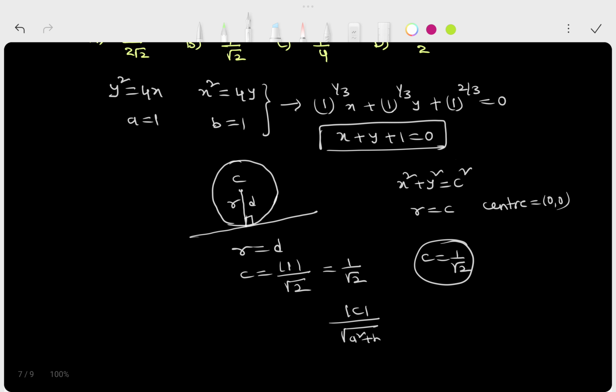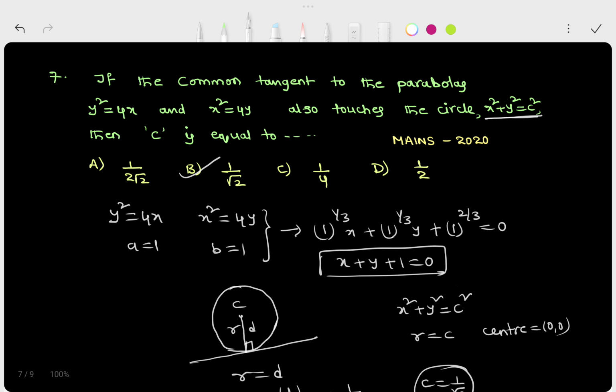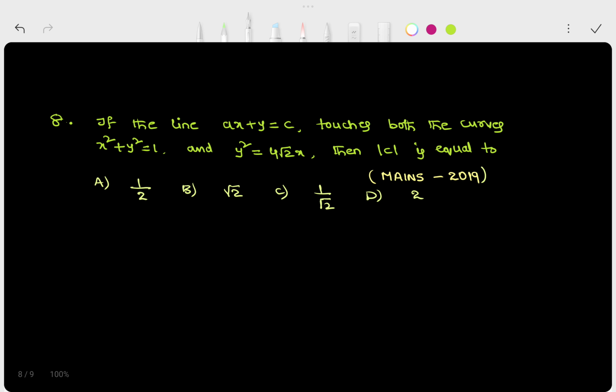B is the correct option. See, a common tangent to the parabolas y square is equal to 4x and x square is equal to 4y also touches the circle x square plus y square is equal to c square. Then c value will be equal to how much, you got it? 1 by root 2. This is that 2020 Mains question. We'll see one more question in that same model.